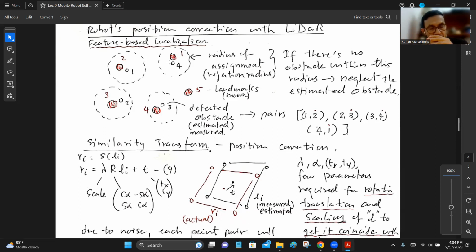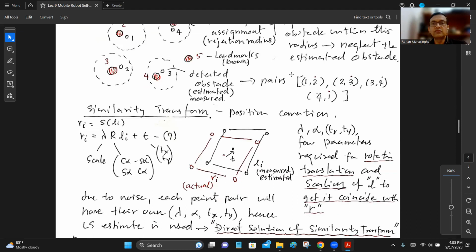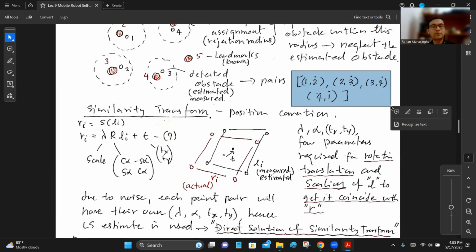And if you erroneously associate an estimated landmark to a mark that is not its corresponding reference mark, the entire localization modification is going to be affected. So it's absolutely necessary that you get the accurate pairs, like what you see over here. So this is the first thing. If there's no obstacle within this radius, neglect the estimated obstacle. That is the rule. For each estimated obstacle, you identify an area around it, and if you don't see any reference marks there, you neglect that estimated landmark. And eventually you have a finite number of pairs.